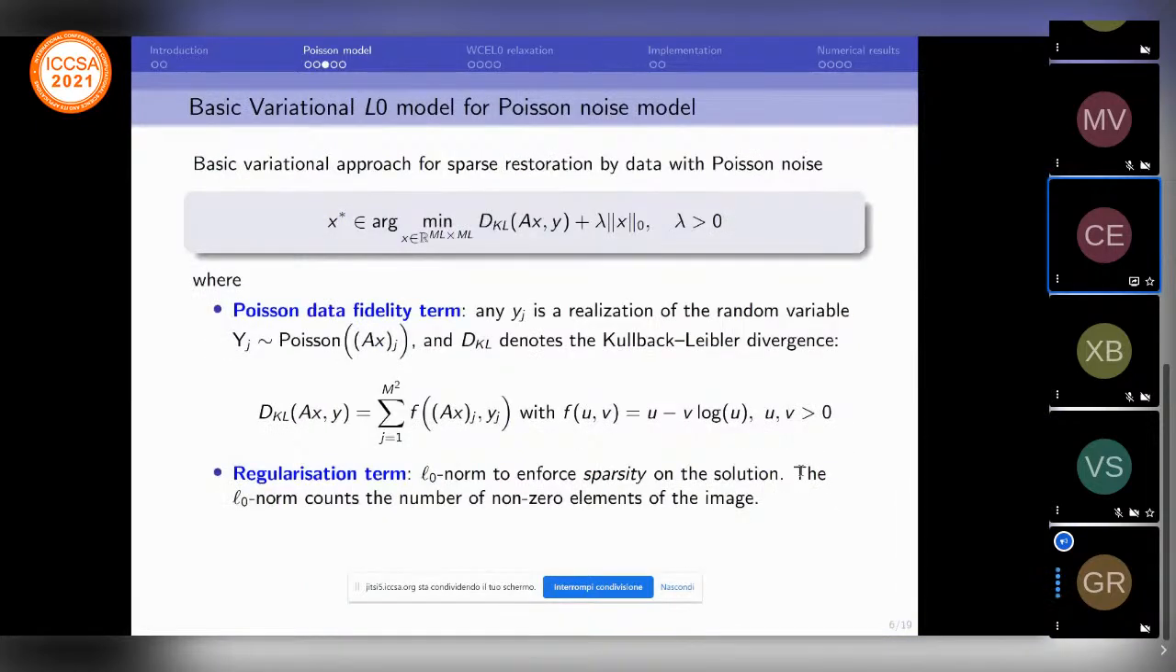The best variational model for this sparse restoration for Poisson noise is this one. We have to minimize the function, which is the sum of a data fidelity term, which is a Kullback-Leibler divergence. Here we write only the terms which depend on x, because we want to find the point x star. And the classical regularization term, in the best case, is the L0 norm.